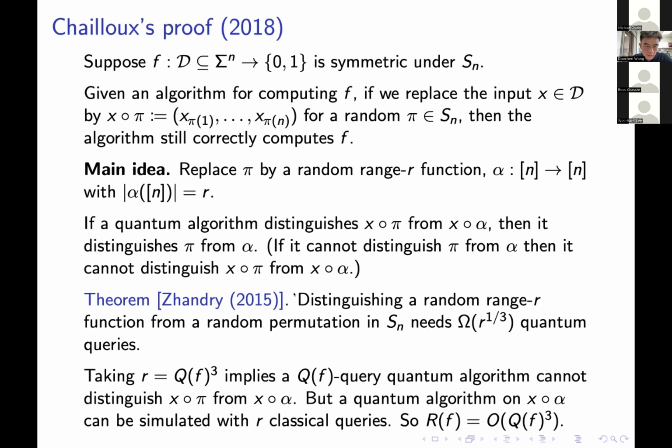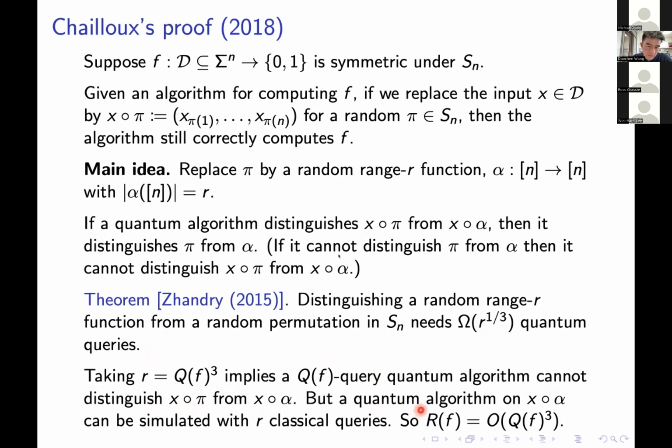So if we, in this theorem, take R to be Q of F cubed, then it implies that a Q of F cubed to the 1/3 power, which is equal to Q of F, query quantum algorithm cannot distinguish x composed with pi from x composed with alpha.